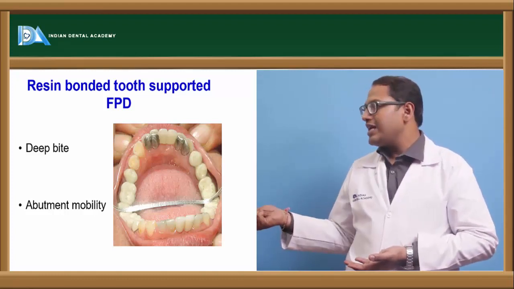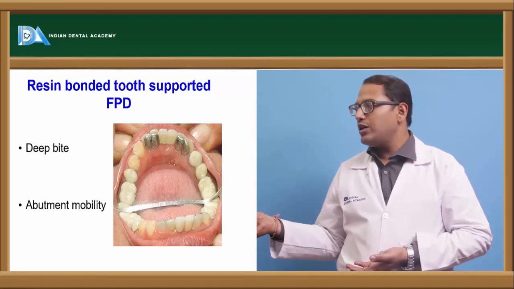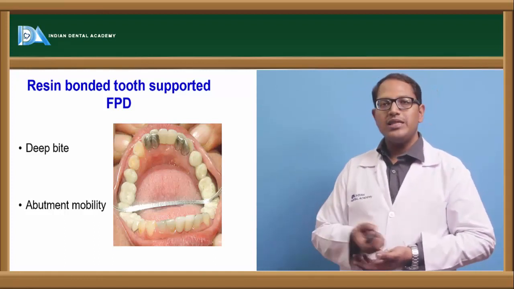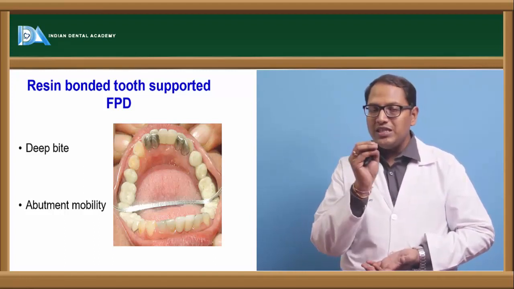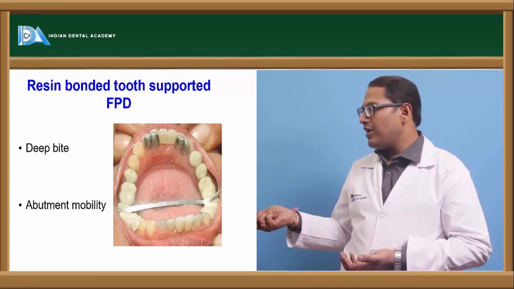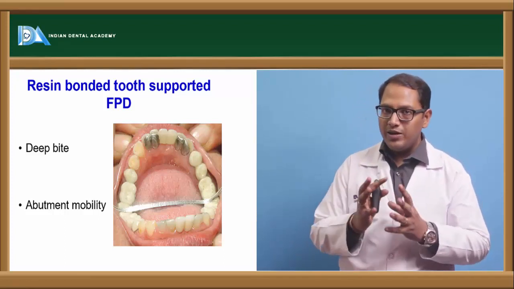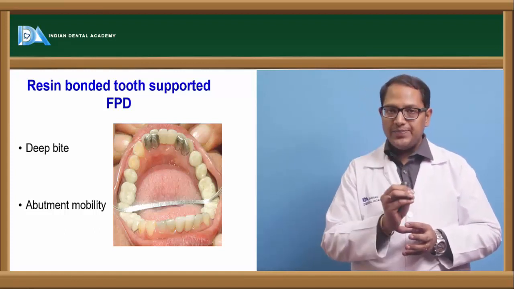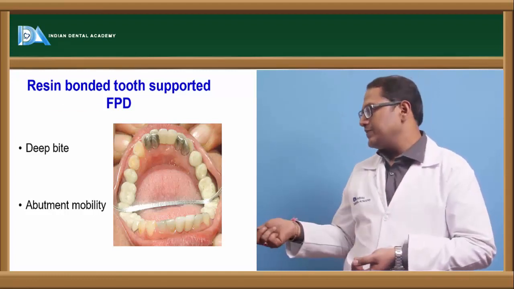One of them is called resin bonded. Resin bonded, what does that mean? Something which is bonded with resin, composite. If it is bonded with composite, that means we are not preparing the full tooth. We are giving some grooves in the teeth and fixing it with the help of composite, like in cases of deep bite or abutment mobility, when the abutment is already mobile. In those cases, you will put some small pits and fix the FPD with the help of composite.